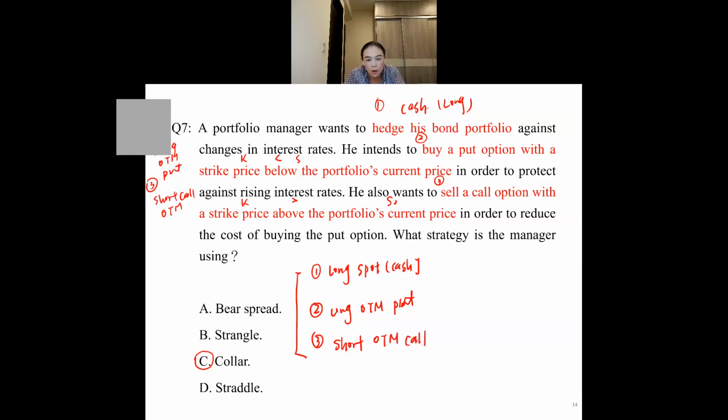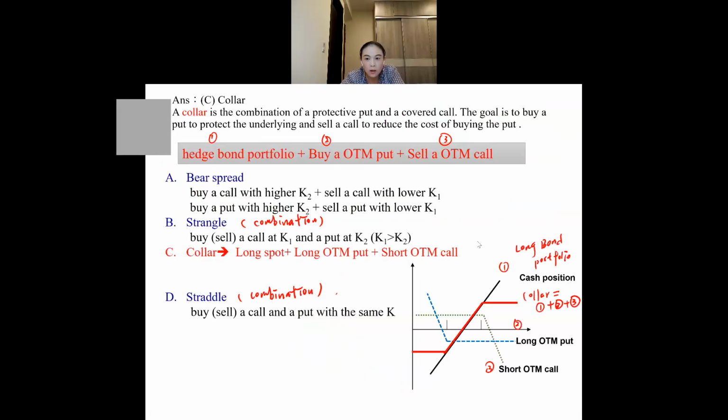Okay, all these 3 positions added up together, as we did in the lecture notes, is what we call a collar strategy, right? Remember, it's a collar strategy. Next slide, I can show you. This is the diagram. So a collar strategy is to combine a long bond portfolio, buy a long out of the money put, and sell an out of the money call. Okay, all combined together is a collar strategy. You can see from the diagram: 1, 2, long OTM put, 3, short OTM call, and combined together is the red parts there. Okay, so the answer would be C.